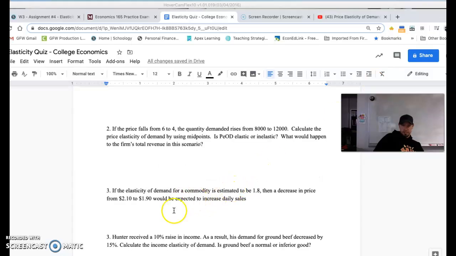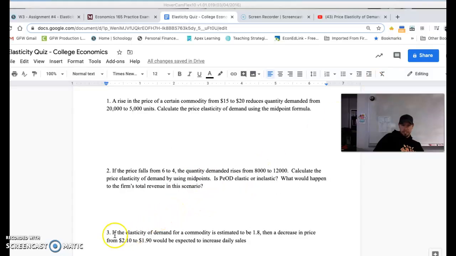And the last one that we'll look at here is number 3. It says if the price elasticity of demand for a commodity is estimated to be 1.8. Okay, so 1.8 is our value of elasticity. We don't have to go and calculate it, it's given to us. So elasticity of demand is equal to 1.8. Then a decrease in price from $2.10 to $1.90 would be expected to increase daily sales by what?